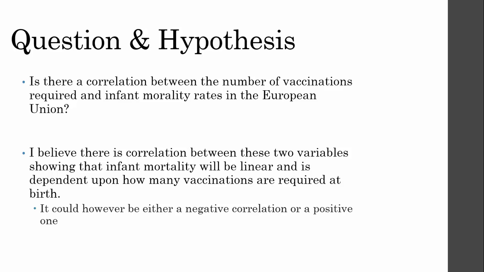It could be a negative correlation, saying that the more vaccines given, the lower the mortality rate will be, because these vaccines are keeping these children from getting sick. Or it could be a positive one, saying the more vaccines given leads to a higher mortality rate, because in today's world we have all these studies showing that these vaccinations are making the children sick and are killing the children, are giving them illnesses that eventually hurt them later on in life.